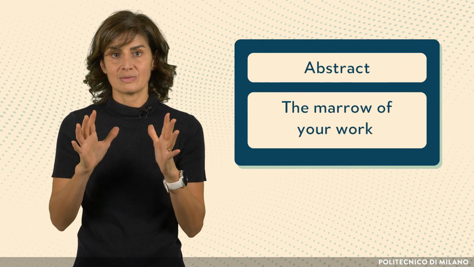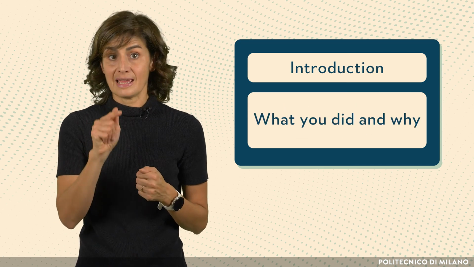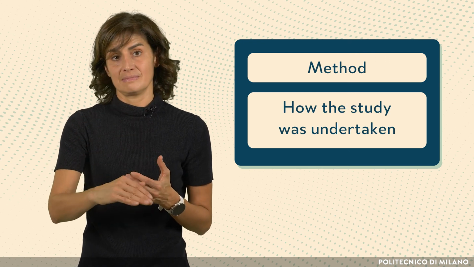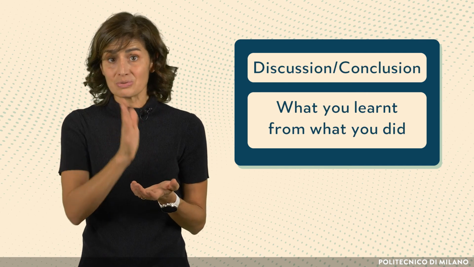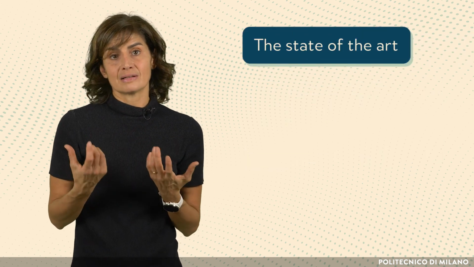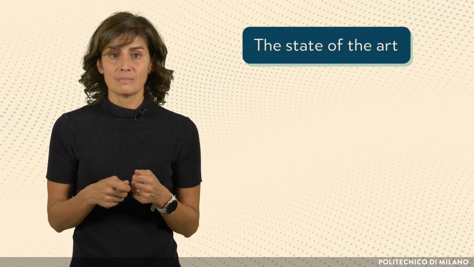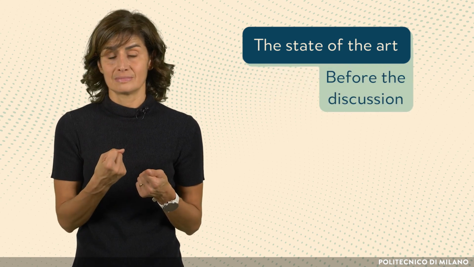We are at the end of this lesson, so we can recap what the main sections of a paper are. Abstract, the marrow of your work. Introduction, what you did and why. Method, how the study was undertaken. Results, what you found out. Discussion, conclusion, what you learned from what you did. The state of the art, which we will discuss in another lesson, can be found in different positions. The most typical ones are after the introduction or right before the discussion.